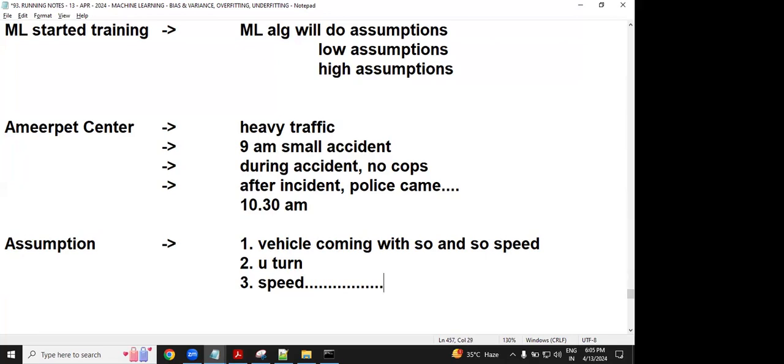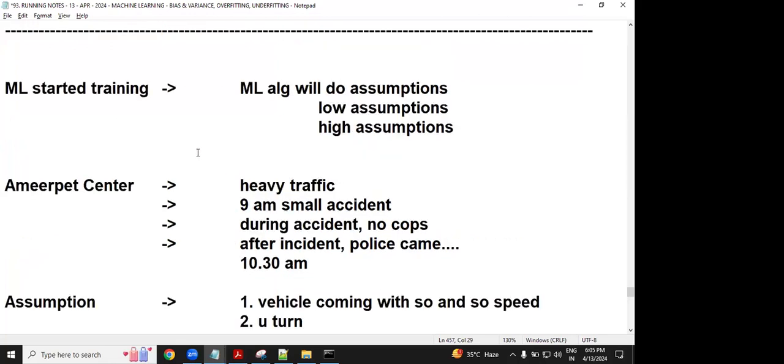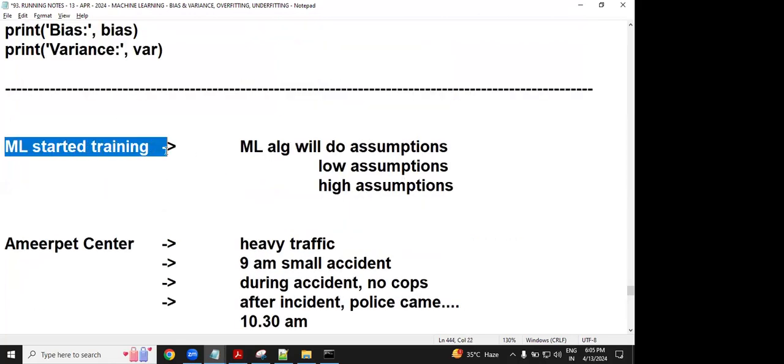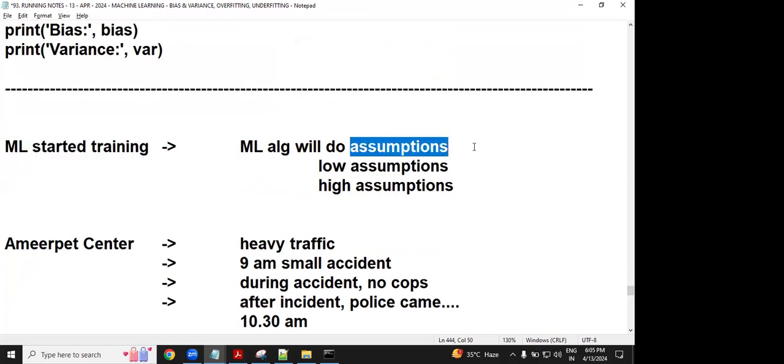Now let me tell you, these assumptions help the police people to understand the scenario. I'm repeating again. Are you with me? Conclusion of the story: whenever you started training, the ML algorithm started doing assumptions. Predicted value can be like this, predicted value can be like this. Assumptions are helping to make the right predictions.